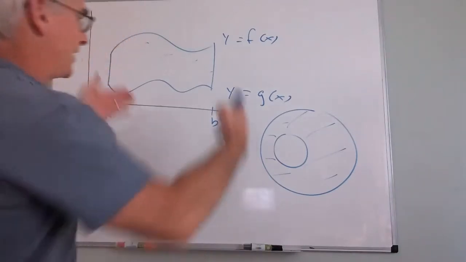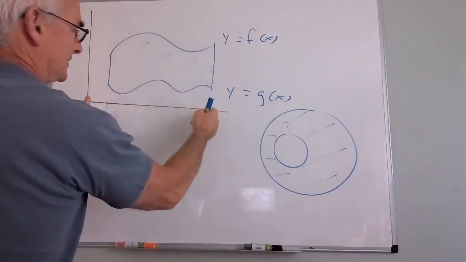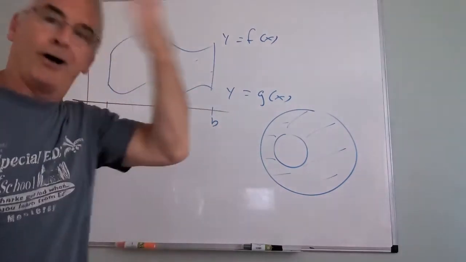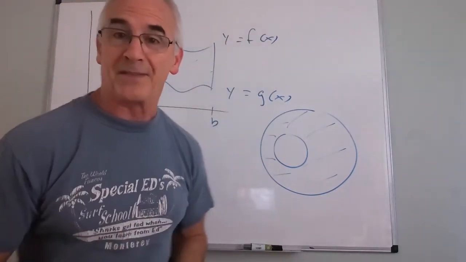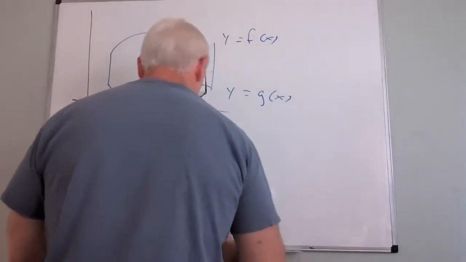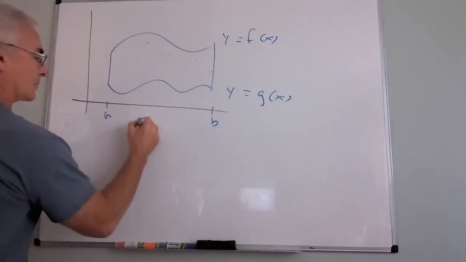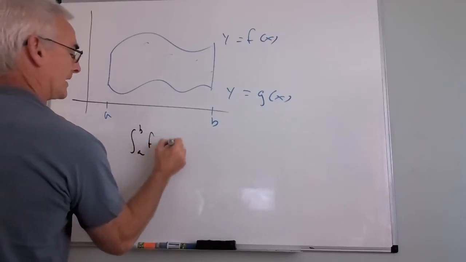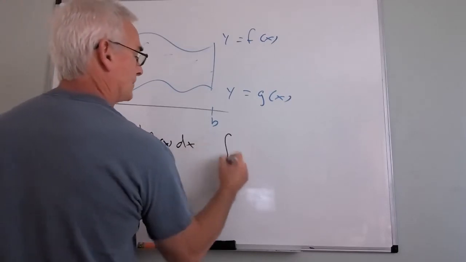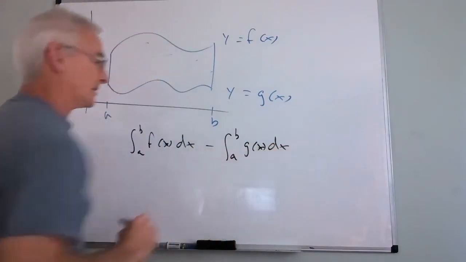Oh, okay, I want to find the area between these two. So why not take the area under the curve of f of x and subtract the area under the curve of g of x? It's like, oh yeah, but we don't always think of that. That's the part I want you to say, oh duh. So clearly the area under the curve of f of x would be the integral from a to b of f of x dx. The area under the curve of g of x would be the integral from a to b of g of x dx. And we just said we want to subtract those areas.